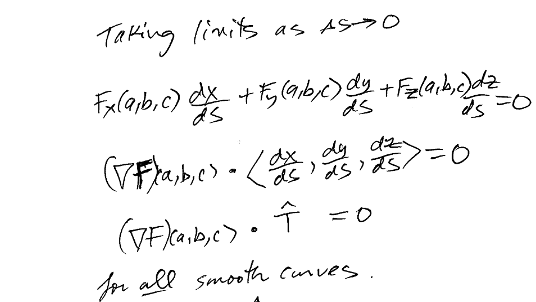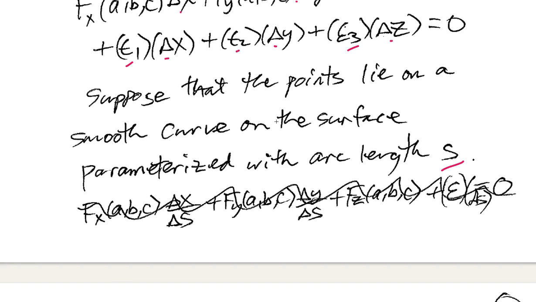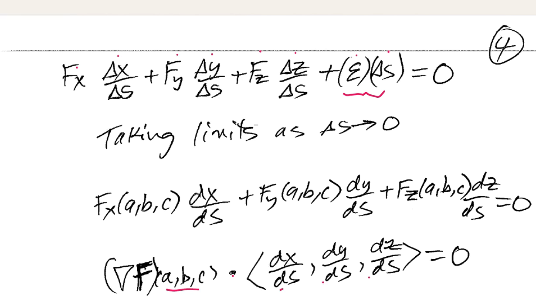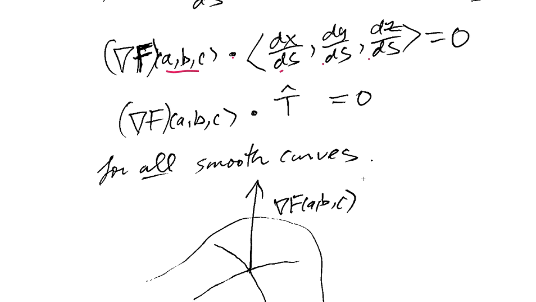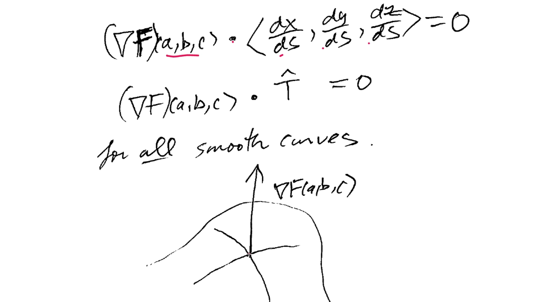Do you recognize we can write this as what? A dot product. This is actually the gradient of cap F evaluated at (a, b, c) dotted with (dx over ds, dy over ds, dz over ds) is equal to 0. Now, do you also see this as what? This is the unit tangent vector to that curve embedded on the surface, because I'm using arc length as a parameter, so that's T hat. Unit tangent vector dotted with a gradient is 0, and this holds for what? All smooth curves through that point on the surface.